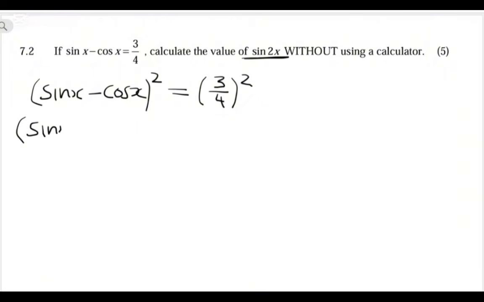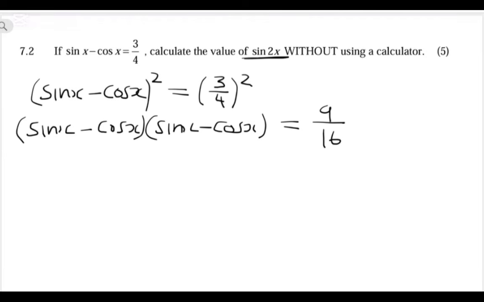It's going to be sine of x minus cos of x, times sine of x minus cos of x. And then this one, if you punch it in your calculator, you're going to get 9 over 16, because that one is going to give us 9, the other one is going to give us 16. So we can just use the law of distribution.